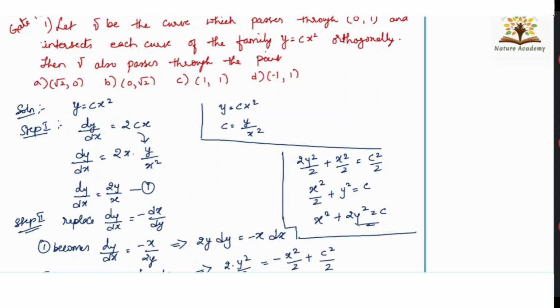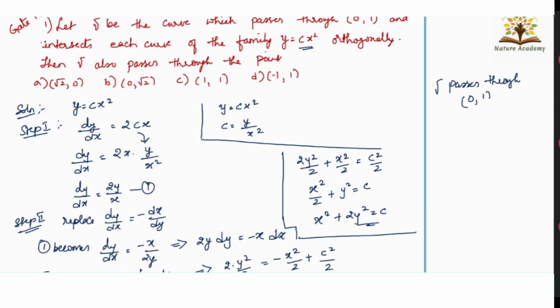Now what I have to see is, the given family was for something, maybe a straight line or something like that. Now we are finding it for the orthogonal family. But the main motto was to find the point. What was that? They told that gamma passes through (0, 1), isn't it?